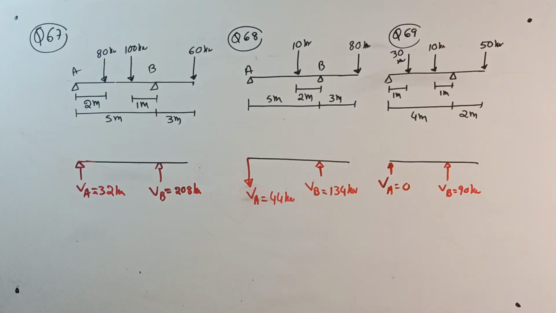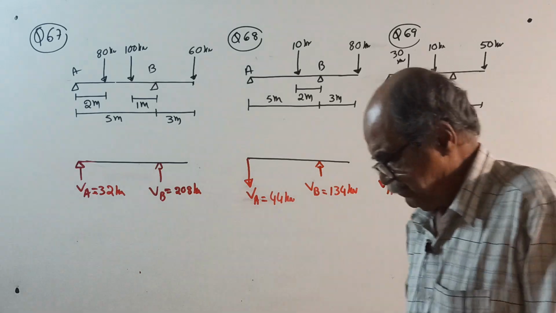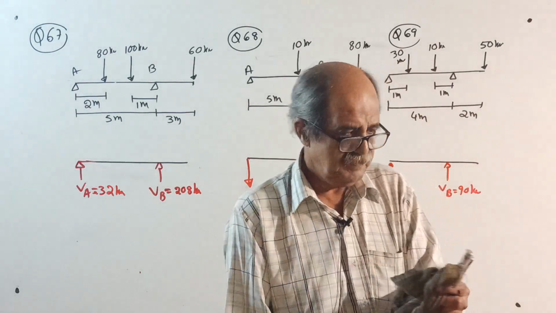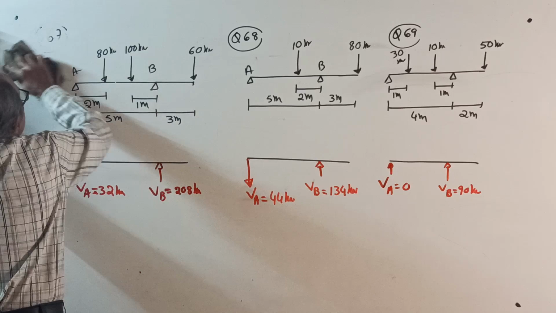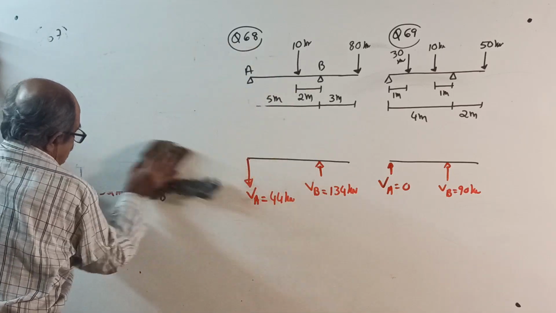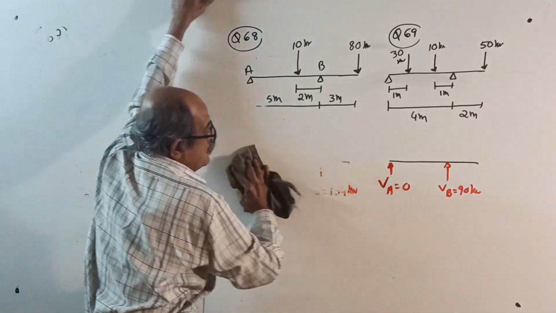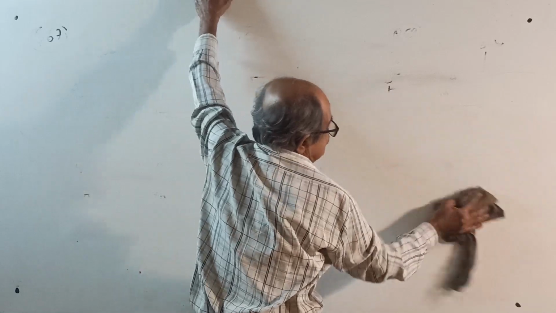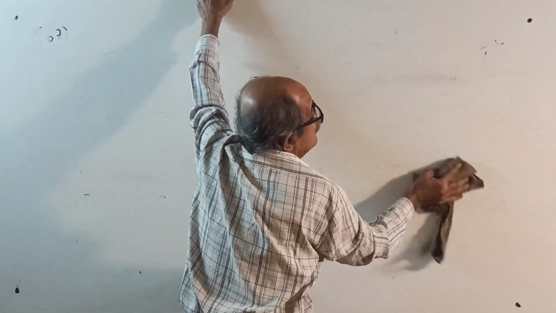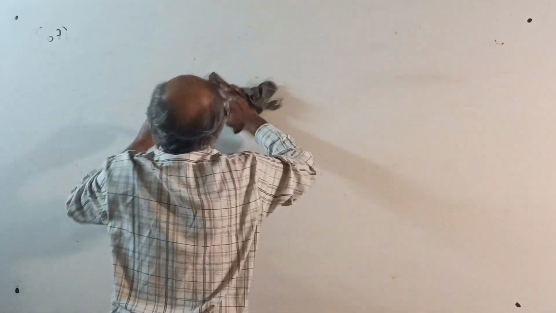Check the camera. Okay, no problem. 67, 68, 69, 70. Subject I will not forget. Numbers I very easily forget. 90 or 70. 70, just now I forgot.